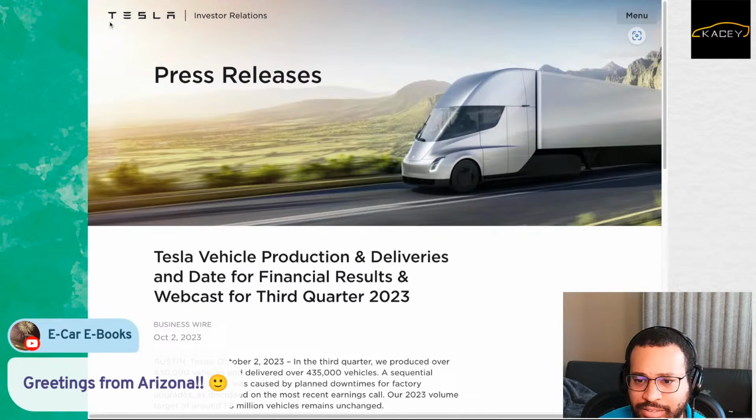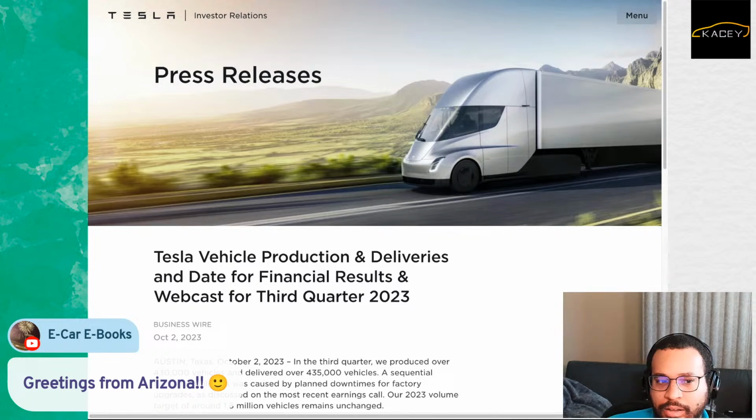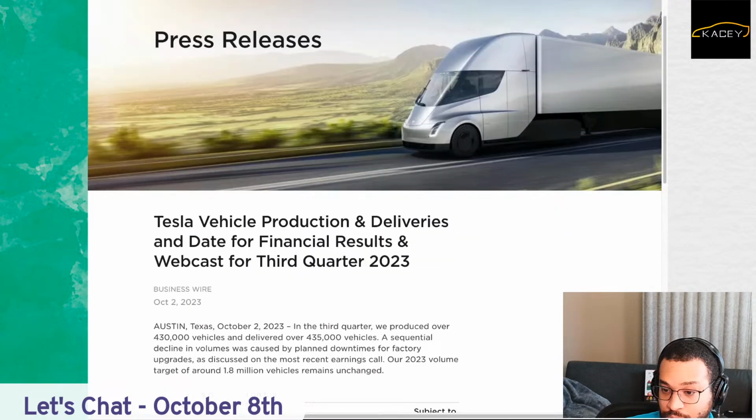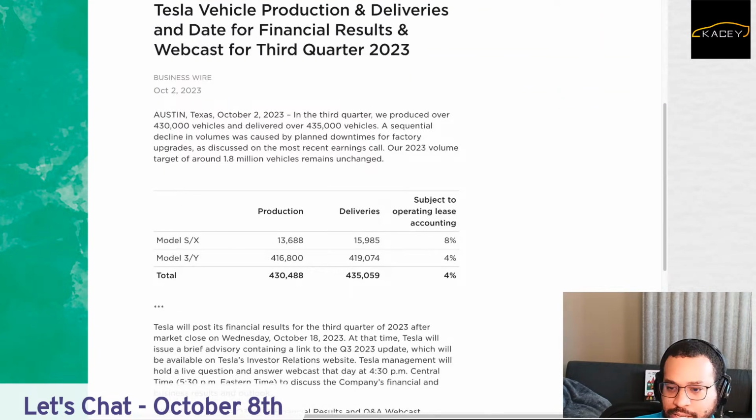starting with Tesla because they were the first ones to report in my feed. All right, let's see. Tesla vehicle production and deliveries and date for financial results and webcast for third quarter 2023. So S and X were 13,688 produced, 15,985 sold, of which 8% leased, or at least subject to lease accounting. I think leased is the way to look at it because even if they leased it and paid up front, like a one pay lease, the money is still subject to lease accounting.